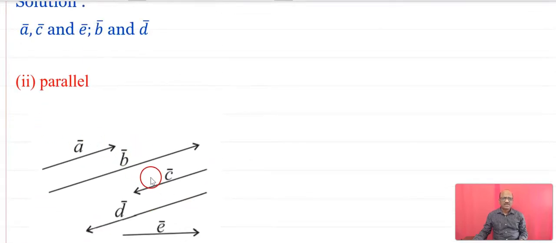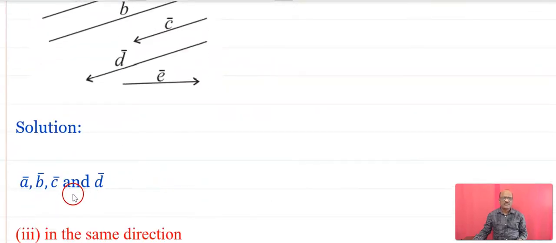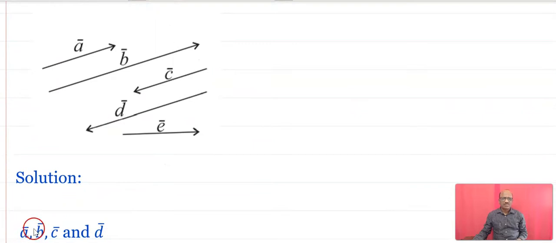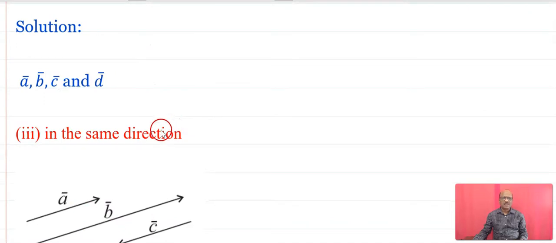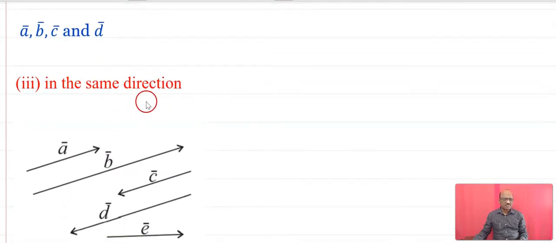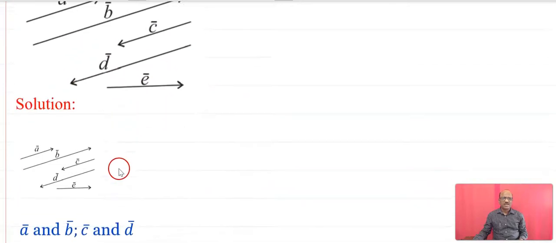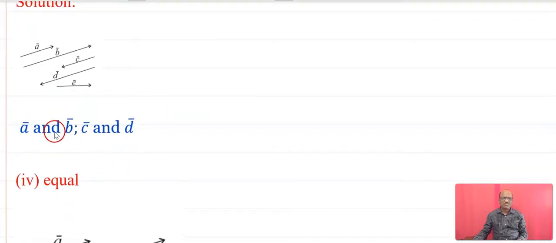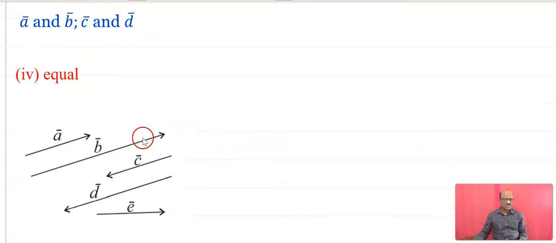Next, the parallel vectors. In this figure, the vectors a bar, b bar, c bar and d bar are the parallel vectors. Vectors in the same direction: a bar and b bar are in the same direction. Next, c bar and d bar are in the same direction. A bar and b bar, and c bar and d bar, are in the same direction.